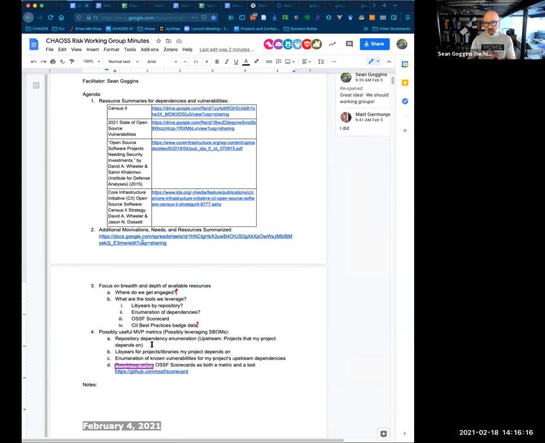And then the one I added is the OSF scorecard, which looks like a pretty easy piece of software to implement. And we may choose to build a metric that just simply reflects what that tool does.